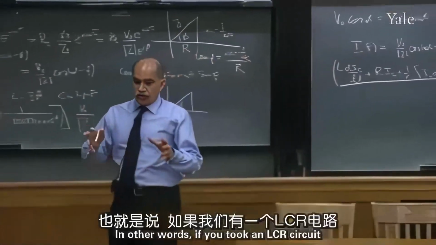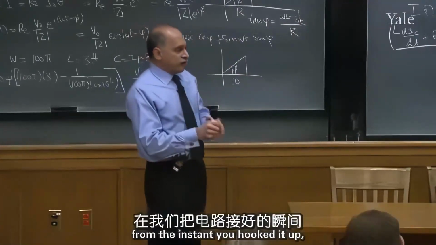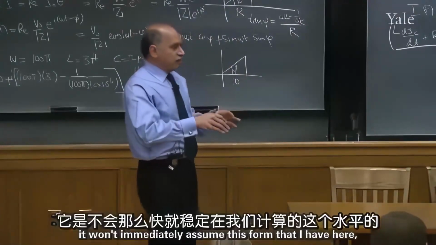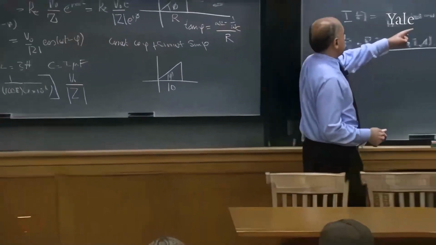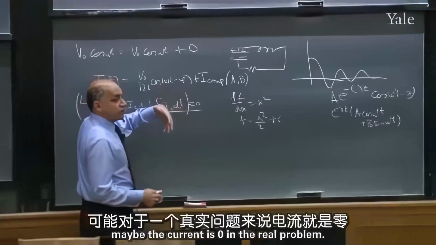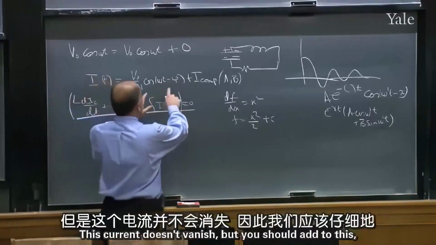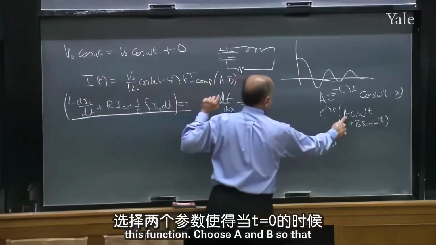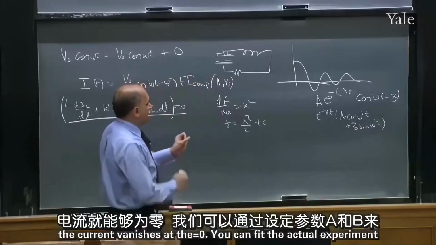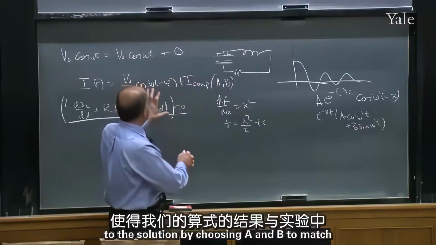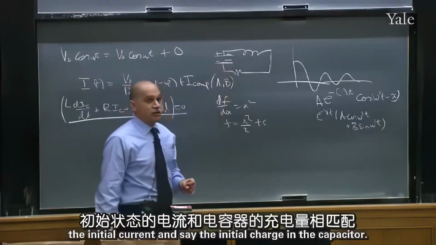In other words, if you took the LCR circuit and took a generator and you hooked it up, from the instant you hooked it up, it won't immediately assume this form that I have here. Because, for example, at t equal to 0, maybe the current is 0 in the real problem. This current doesn't vanish. But you should add to this function, and choose a and b so that the current vanishes at t equal to 0. You can fit the actual experiment to the solution by choosing a and b to match the initial current and say the initial charge in the capacitor.